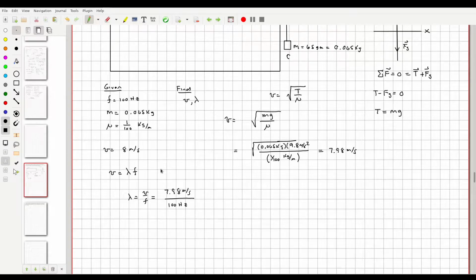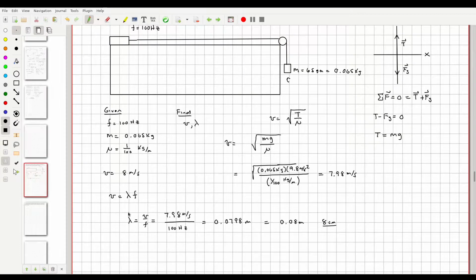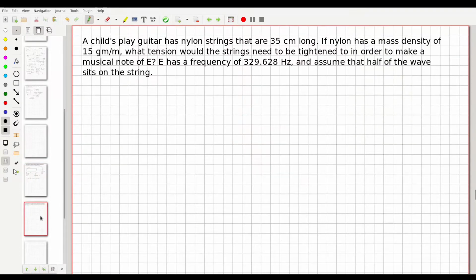So if I were to divide this by 100, I'm going to get 0.0798 meters about. Or again, if you round it, 0.08 meters, or about 8 centimeters. So that's the wavelength. Okay. So again, a quick, easy example.